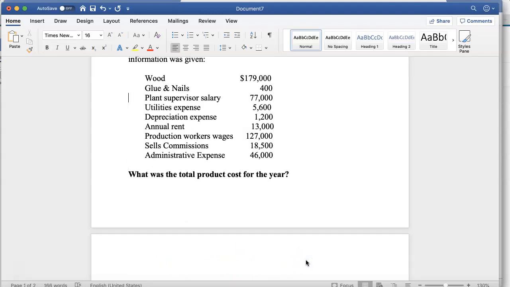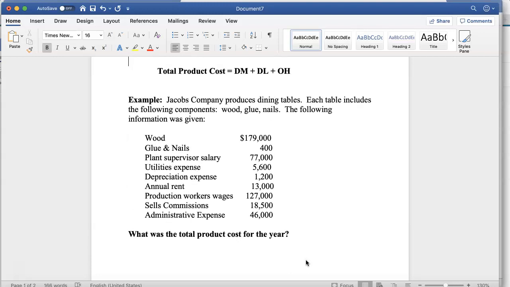So remember, product cost includes direct materials, direct labor, and overhead. I like to go down through each one of the items here and then determine what category it would belong to, if any of these categories. So let's look at the first one, wood. Wood is a main component of a dining table, so that would fall under direct material. So we would include that cost.